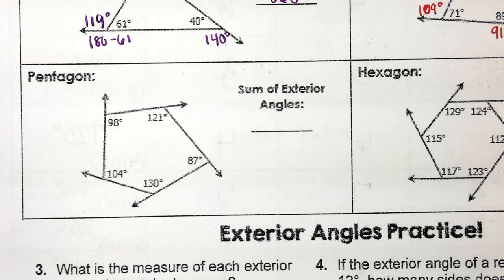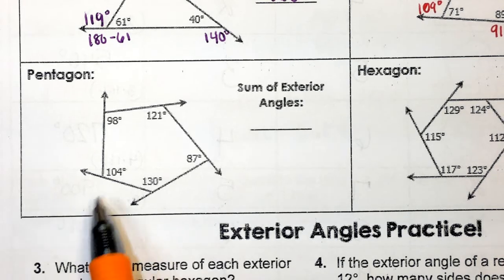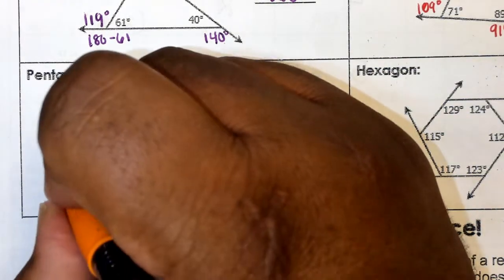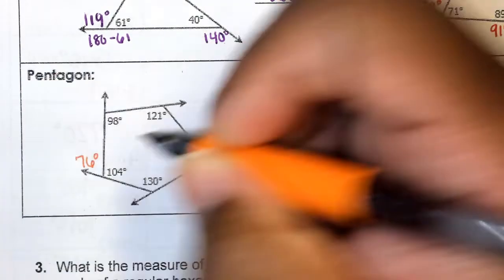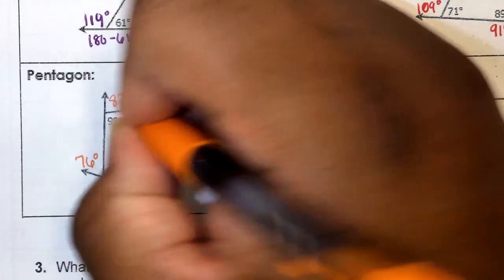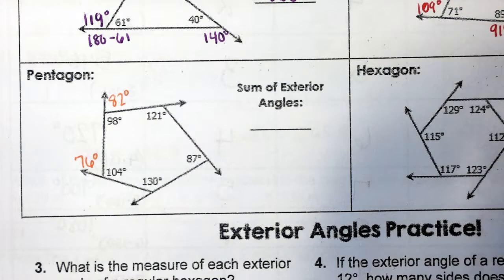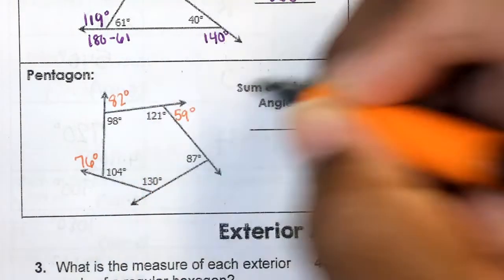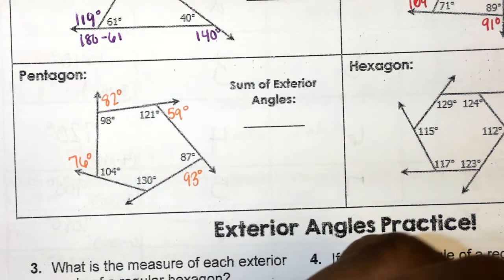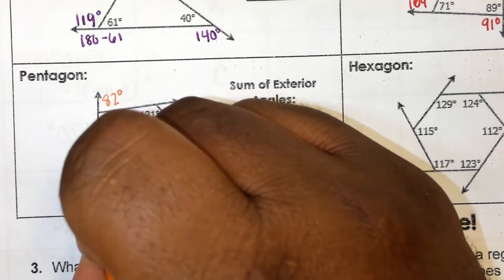Well, you're punching in the calculator, so I might as well bother you. Sharonica, Pentagon. I'll call them out. Tell me what I need to write. This one with 104. 76. 98. 82. 121. 59. 87. 93. And then 130. Did you add all of them together yet?